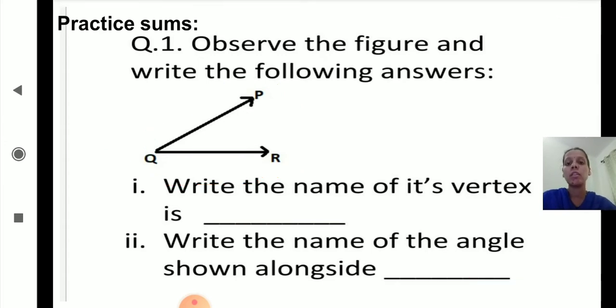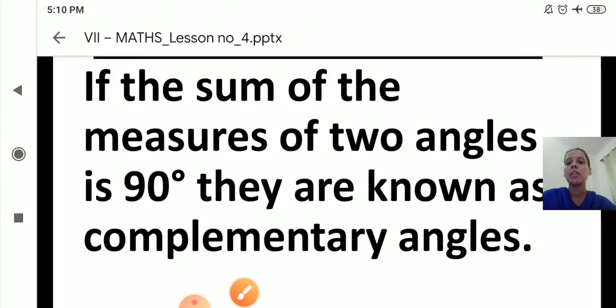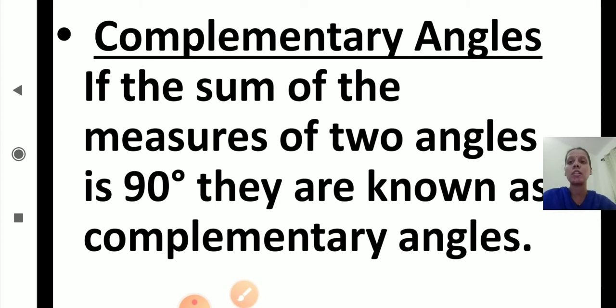Now the next one is, we'll start with the next definition, that is complementary angles. What is the meaning of complementary angles? If the sum of the measures of two angles is 90 degrees, then they are known as complementary angles. Now we'll solve a few sums based on this concept.